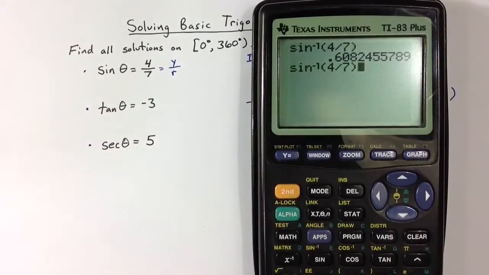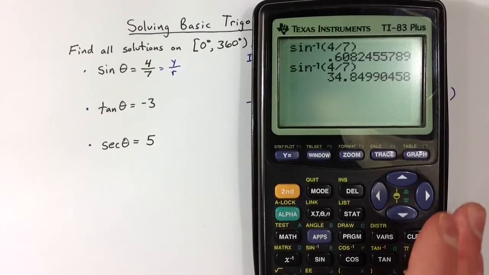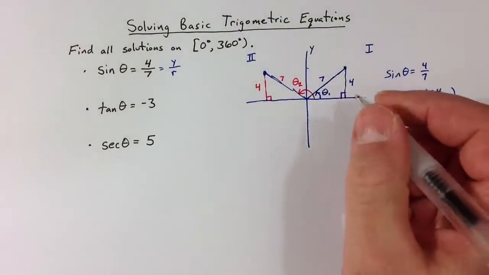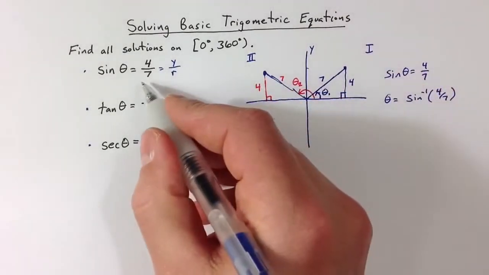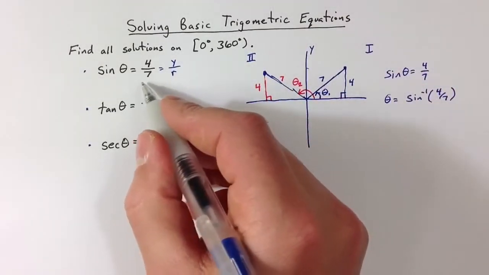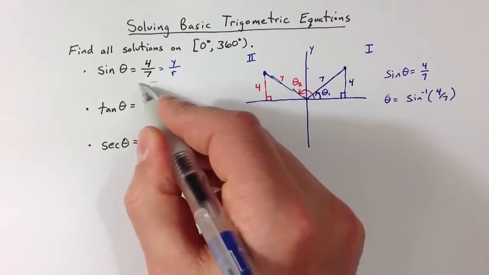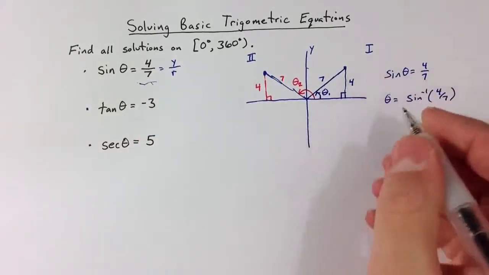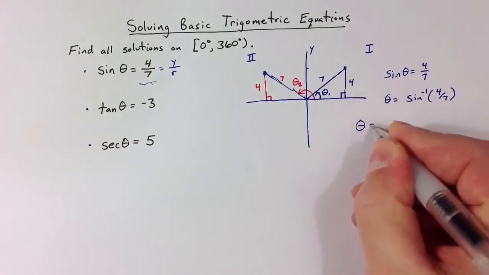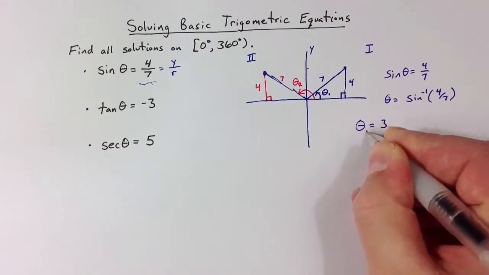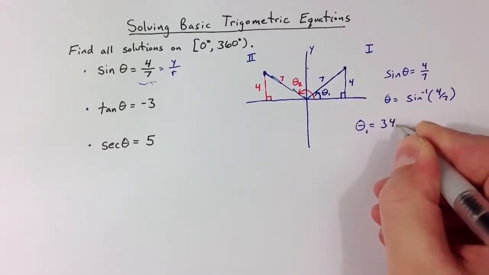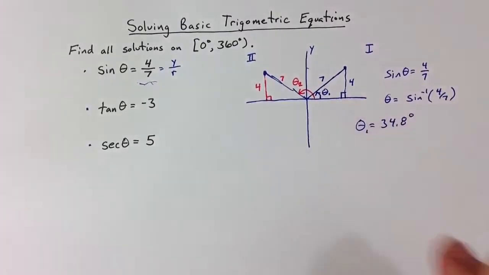So bringing that command back, I get 34.8 degrees, which makes sense because the value of sine at 30 degrees is 1/2, and so this is a little bit more than 1/2. And so one solution for theta, the solution for theta 1, is 34.8 degrees.